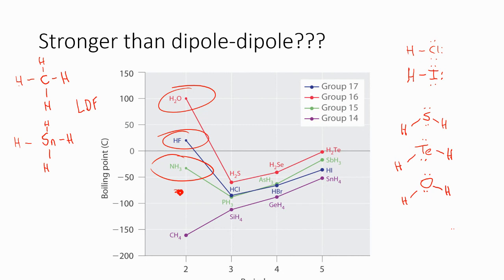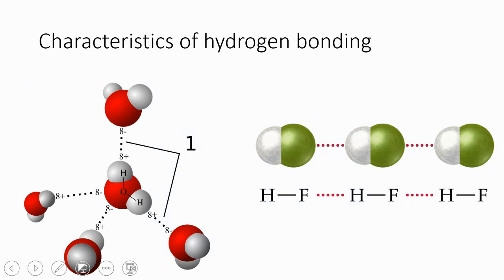And we could do the same thing with HF and with NH3. That means that for those three molecules, there's something else going on. There's something else that's allowing those molecules to stick together better than we thought they should. And that something else is what's known as a hydrogen bond. I'm going to be honest, I really don't like the use of the word bond.